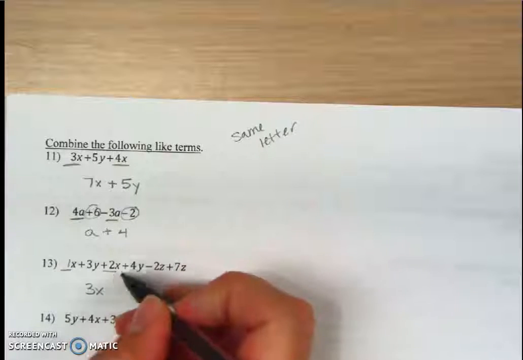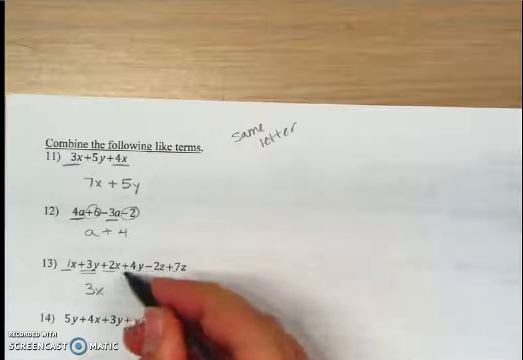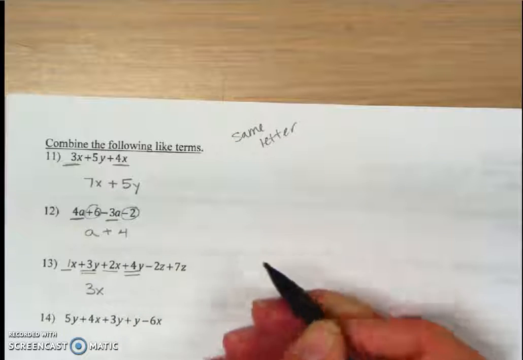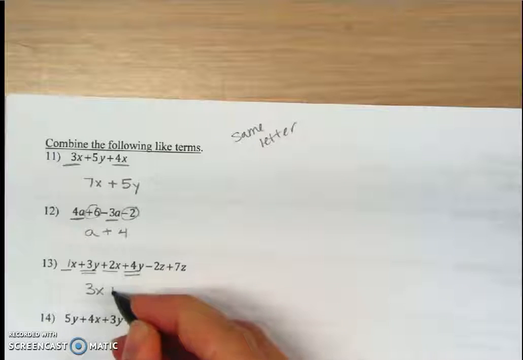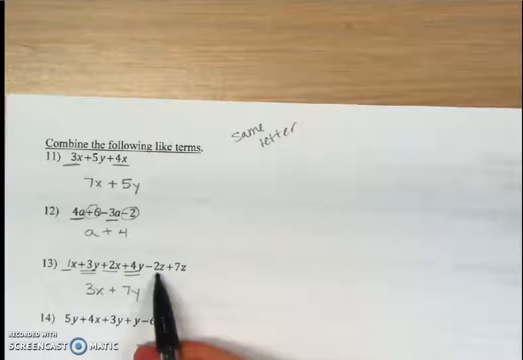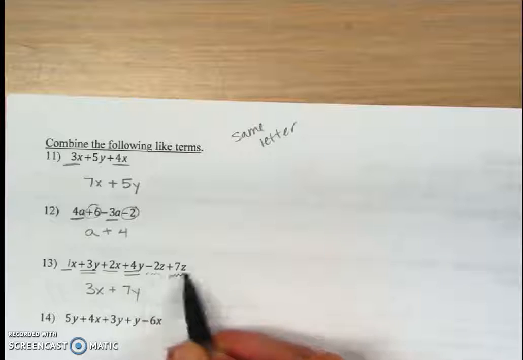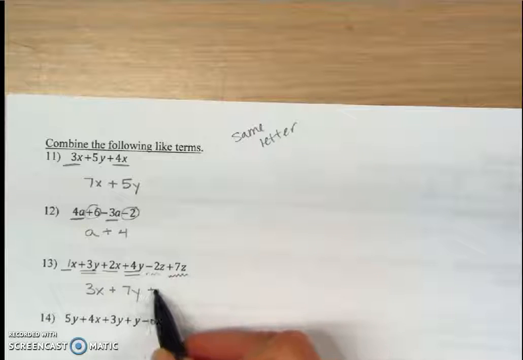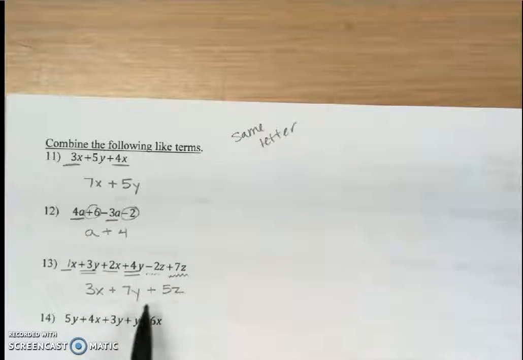My next letter is a y. So I'm going to double underline this time. There's 3 y's there. Plus 4 y's there. Any other y's? Nope. So 3y and 4y is going to be 7y. And then I have another letter, minus 2z plus 7z. Minus 2 plus 7 is going to be a positive 5z. And I don't have any other letters, and I can't combine those because they're not the same letter.